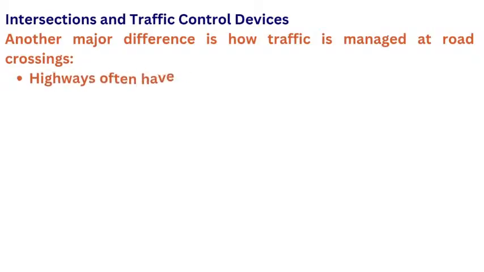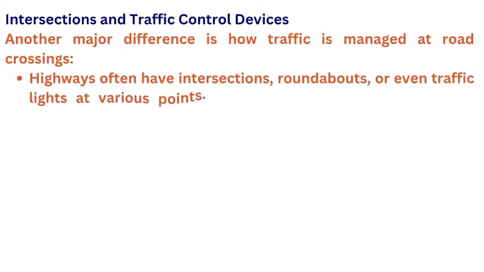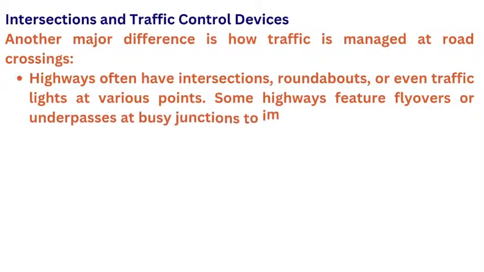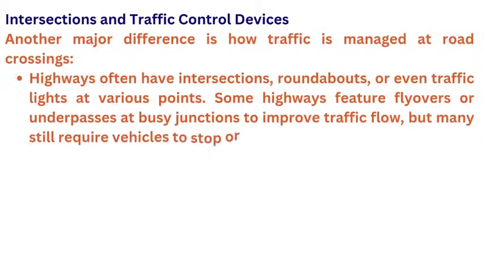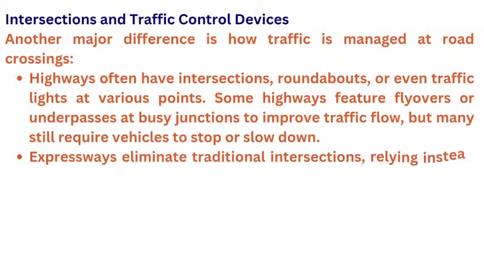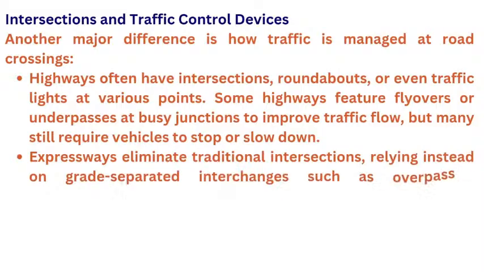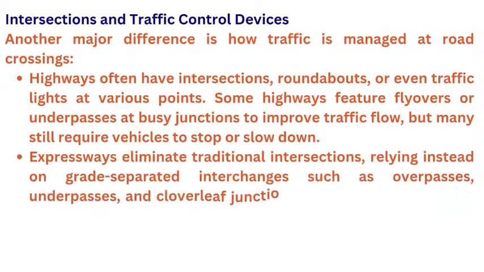Intersections and traffic control devices. Another major difference is how traffic is managed at road crossings. Highways often have intersections, roundabouts, or even traffic lights at various points. Some highways feature flyovers or underpasses at busy junctions to improve traffic flow, but many still require vehicles to stop or slow down. Expressways eliminate traditional intersections, relying instead on grade-separated interchanges such as overpasses, underpasses, and cloverleaf junctions.